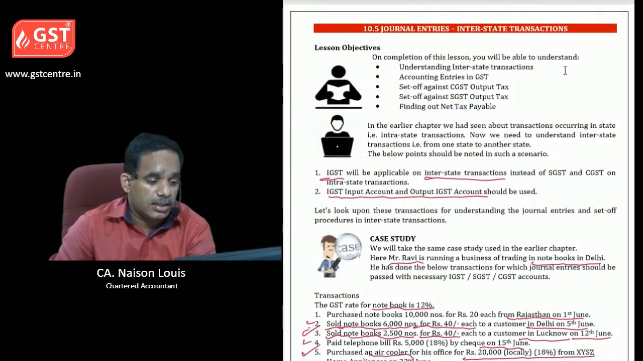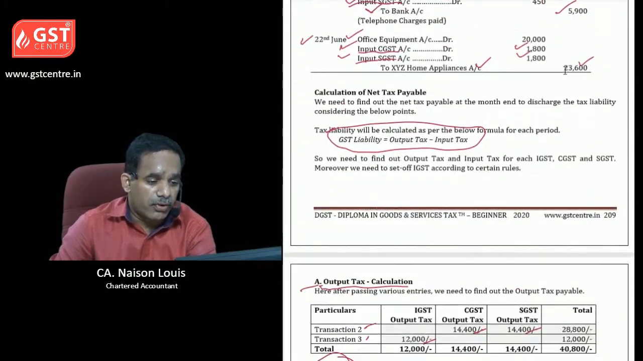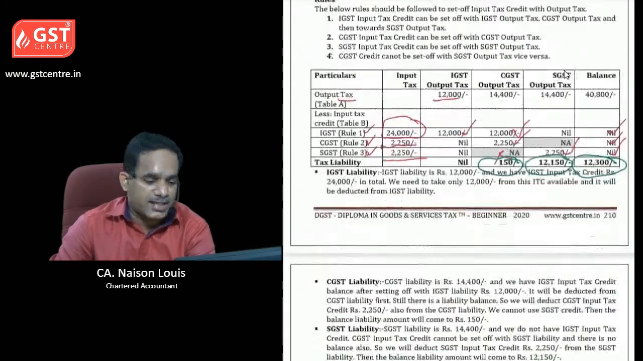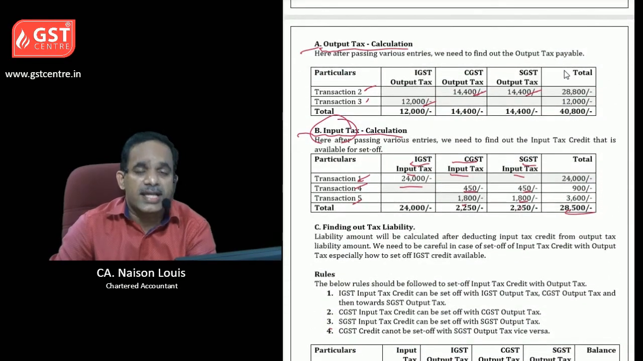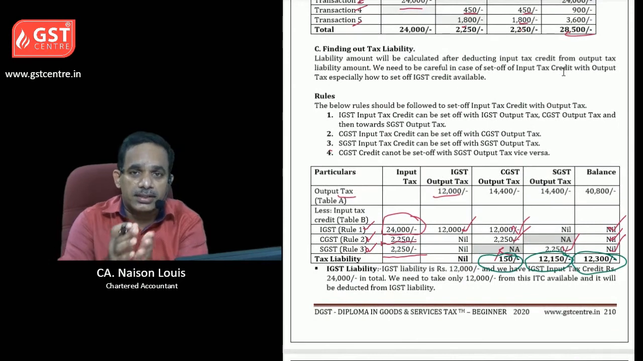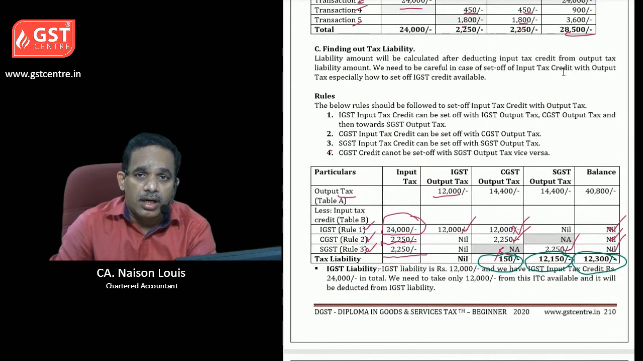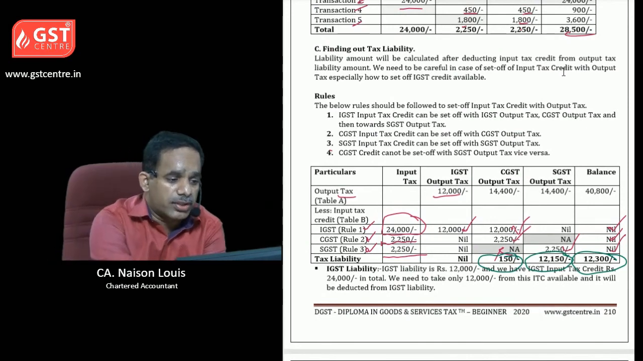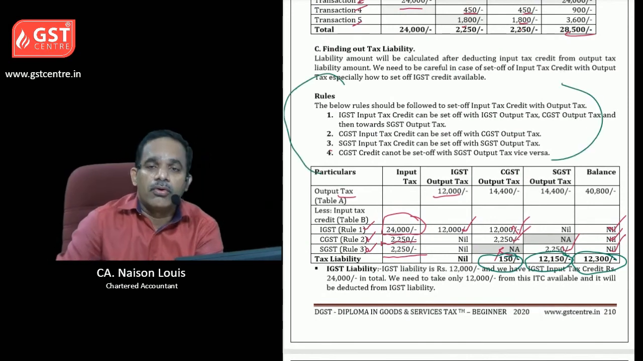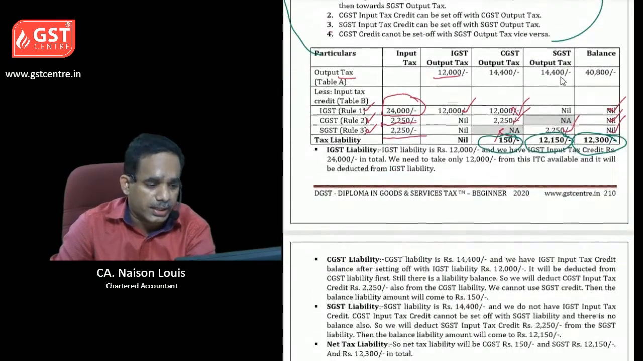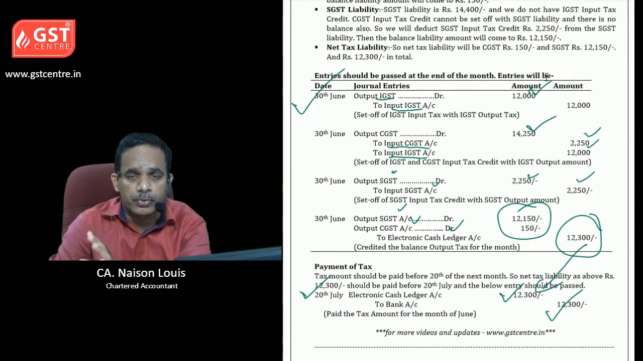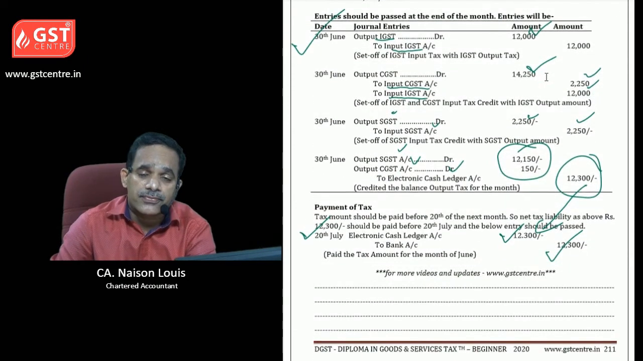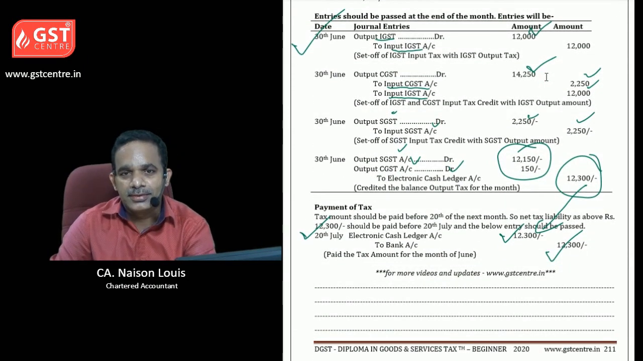So we had taken a case study for understanding the transactions and journal entries. We had prepared a table for output tax and input tax. Then we made a table for setting off input tax credit with the output tax. So there are some rules, okay, so those rules should be taken care of. And we have passed the entries for setting off the input tax credit with output tax as well as for payment of tax. Is it clear?